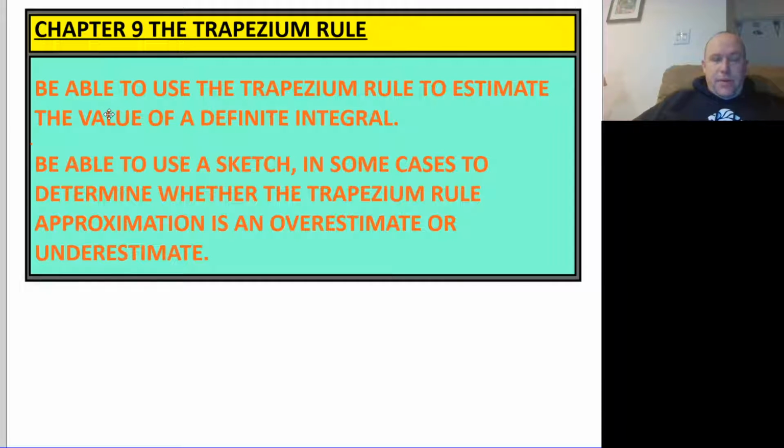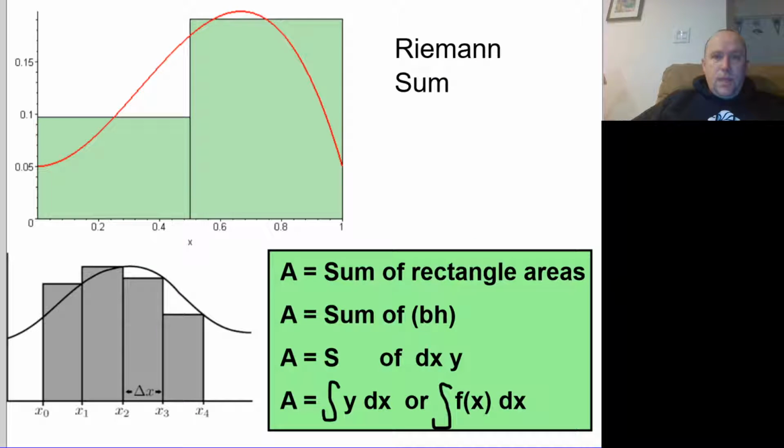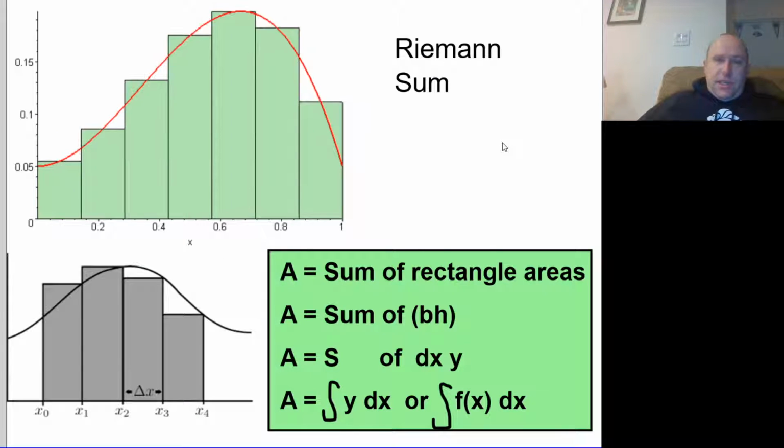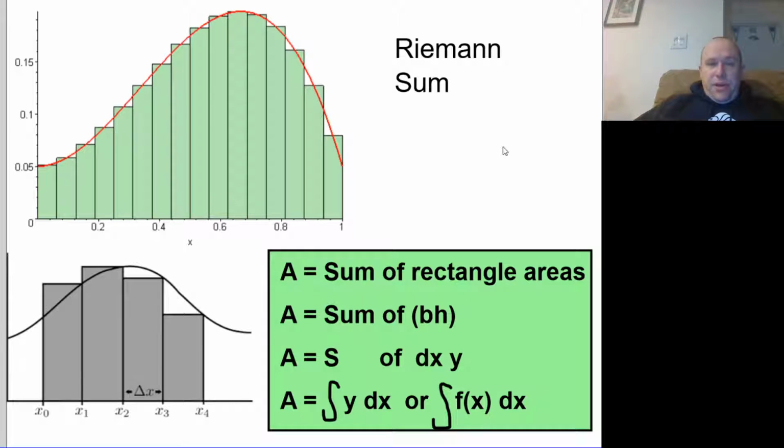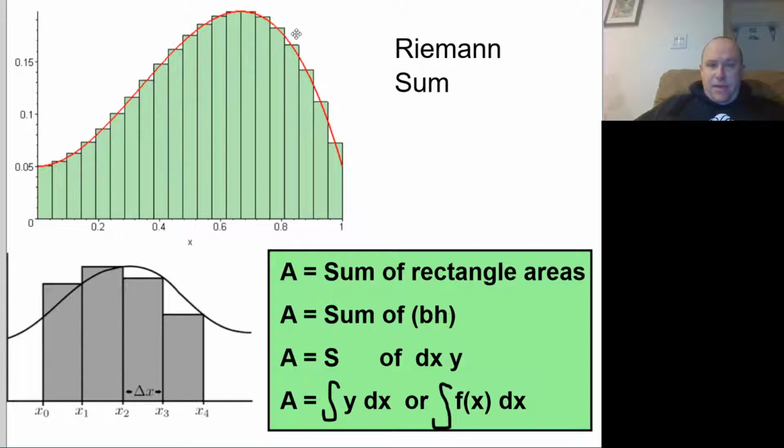So what we're going to be doing in this unit is be able to use the trapezium rule to estimate the value of a definite integral, and be able to use a sketch in some cases to determine whether the trapezium rule is an overestimate or an underestimate of the actual area that we're trying to find. Now, when we did this originally in AICE 1, the idea of integration is that we're trying to find the area under a curve.